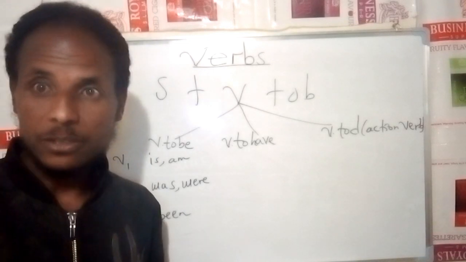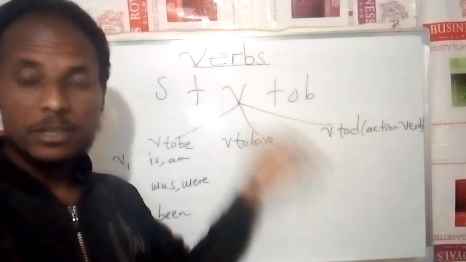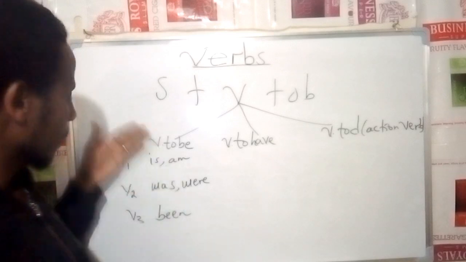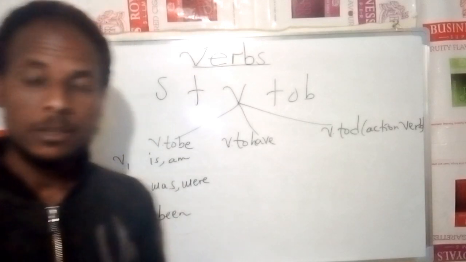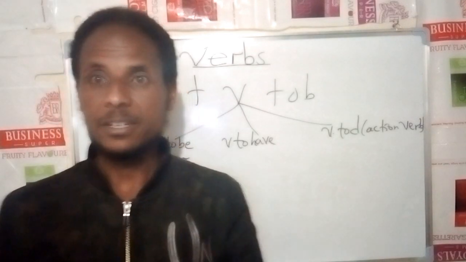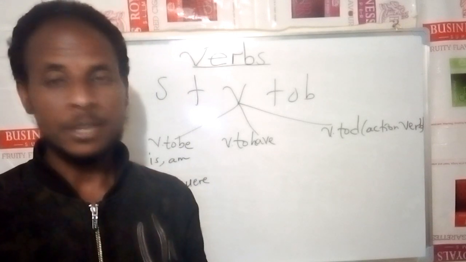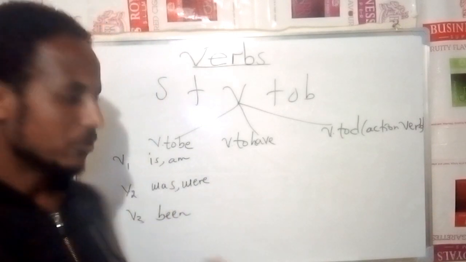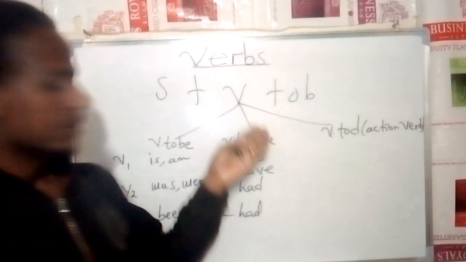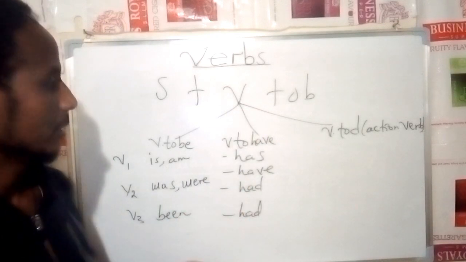But we are interested in knowing about the main types of verbs. These are the only verbs to be. They are fixed in number. Don't be confused in knowing and identifying verbs. They are very simple to identify. Here are the verbs to have: has, have, had, and had.